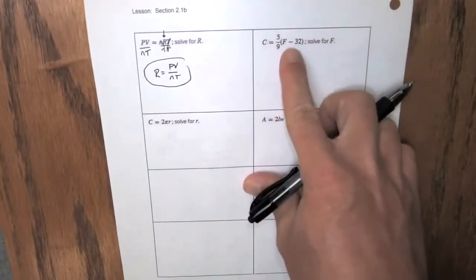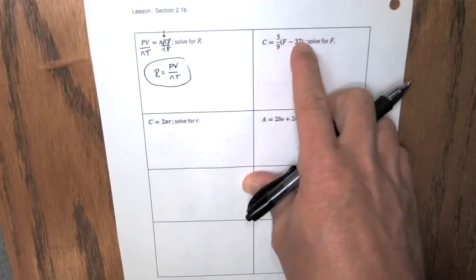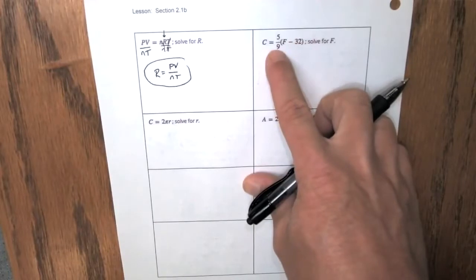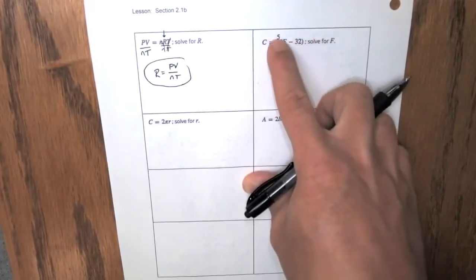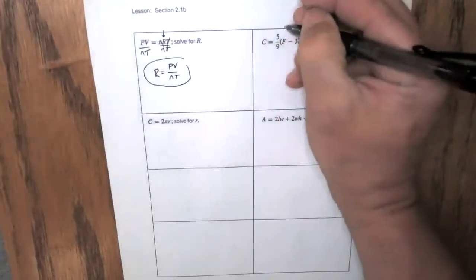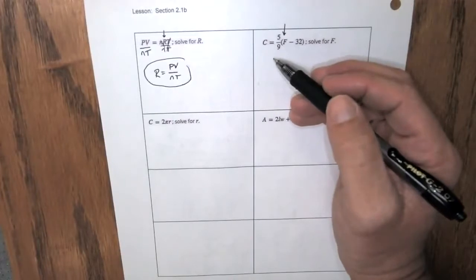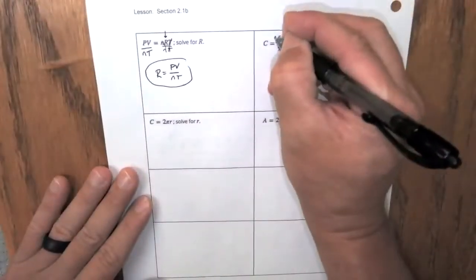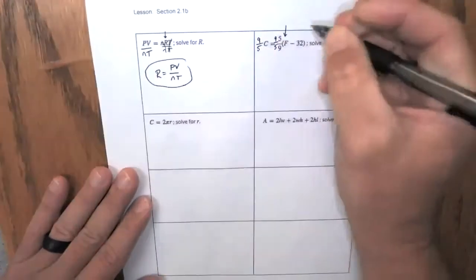Now here, since there's only one F, I wouldn't distribute this. You could, but then you're going to get a fraction, and it won't really make much difference. Since I'm multiplying all this by 5/9, and I'm trying to solve for F, multiply by what? The reciprocal. Very good. The reciprocal is 9 over 5. I'm going to multiply both sides by 9 over 5.